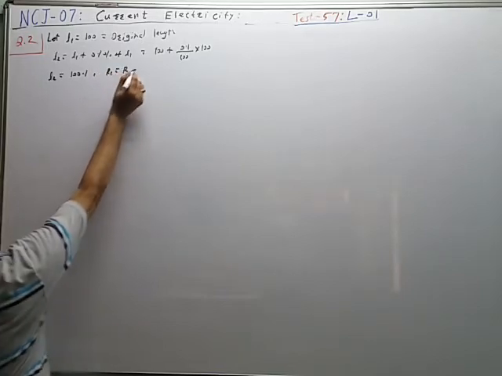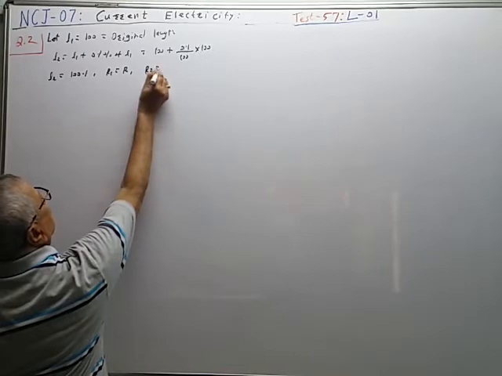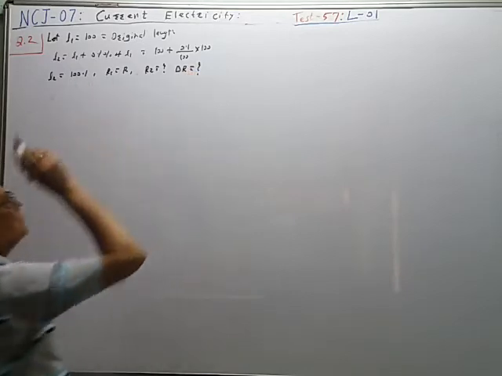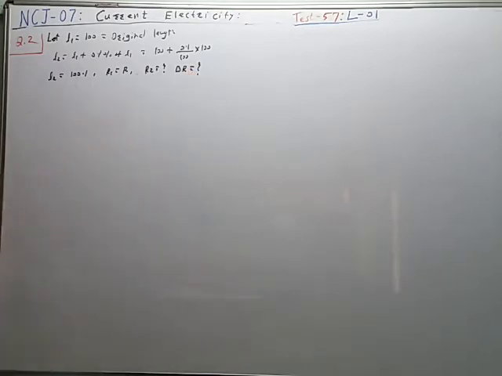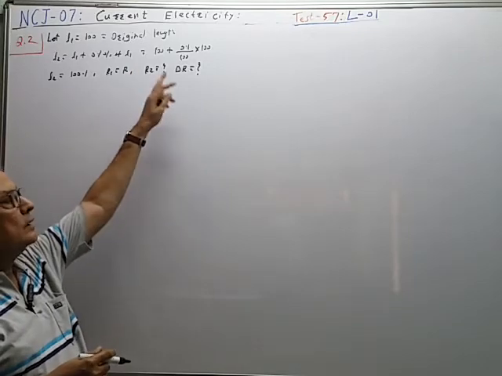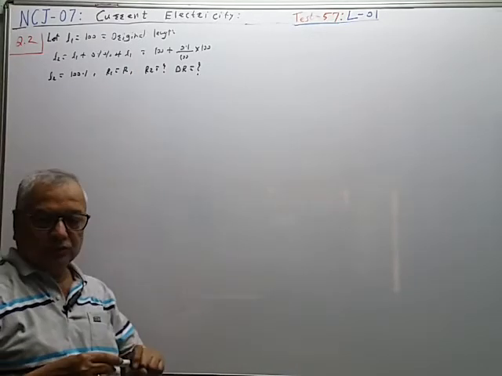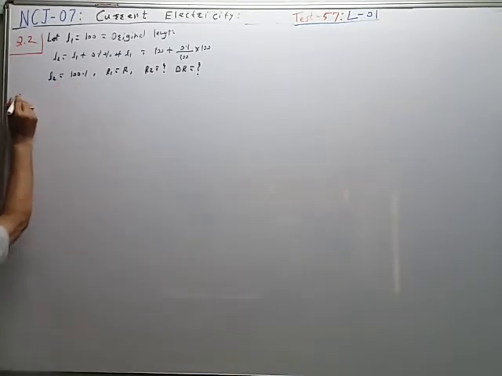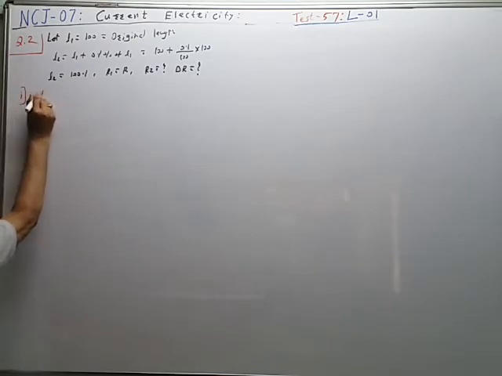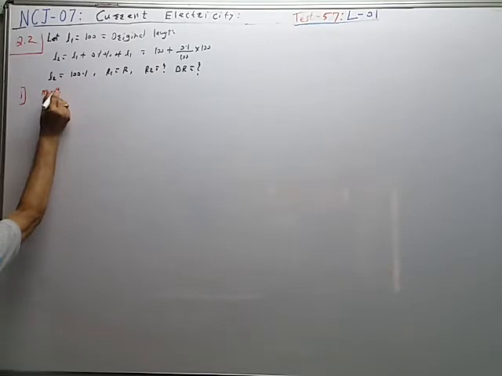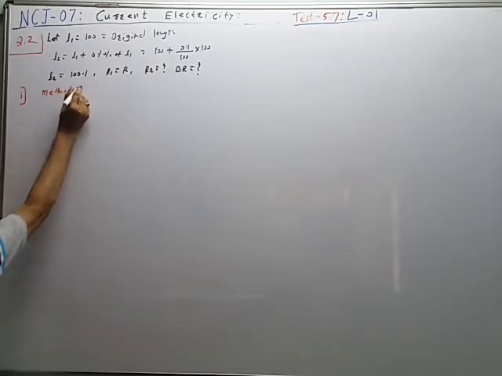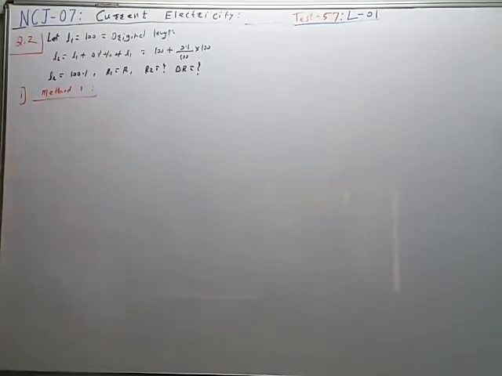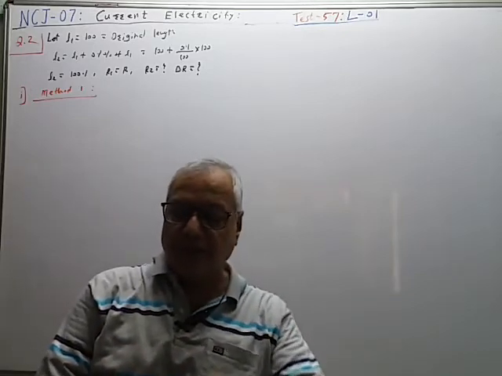R1 is equal to R. R2 is equal to question mark. Change in resistance, delta R is equal to question mark. So you have to find first R2, then delta R, like this. So now to solve this problem, there are two methods. First, method 1.